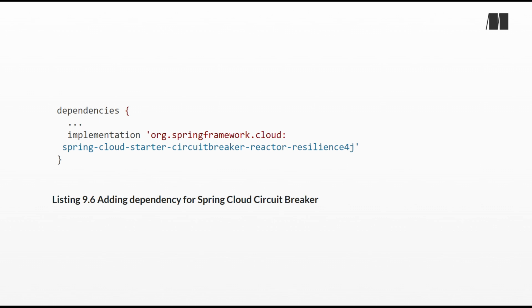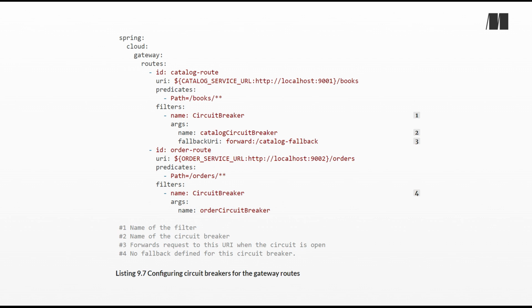Listing 9.6. Adding dependency for Spring Cloud Circuit Breaker. The circuit breaker filter in Spring Cloud Gateway relies on Spring Cloud Circuit Breaker to wrap a route. As with the retry filter, you can choose to apply it to specific routes or define it as a default filter. Let's go with the first option. You can also specify an optional fallback URI to handle the request when the circuit is in an open state. In this example, application.yml, both routes will be configured with a circuit breaker filter, but only catalog route will have a fallback URI value so that I can show you both scenarios.